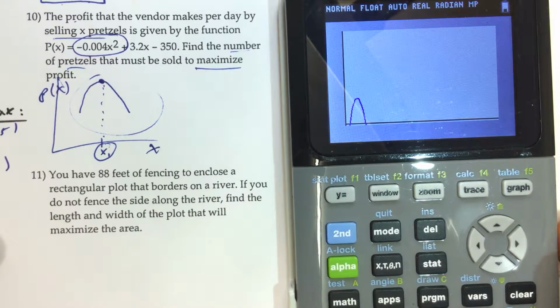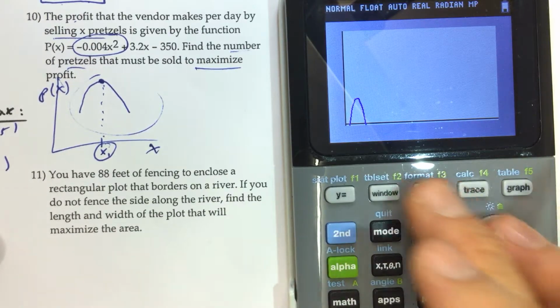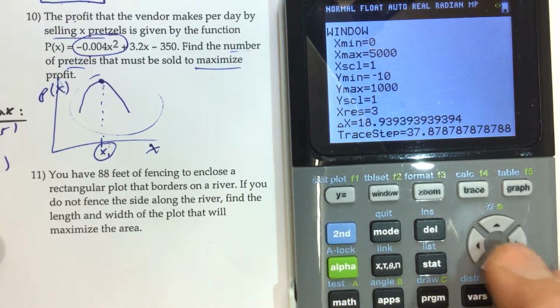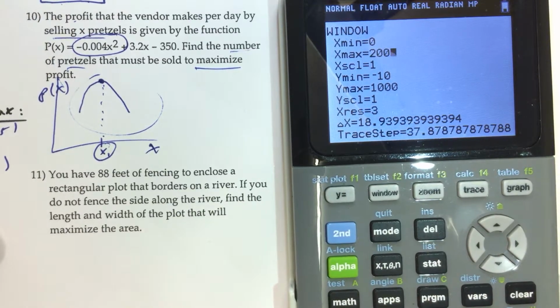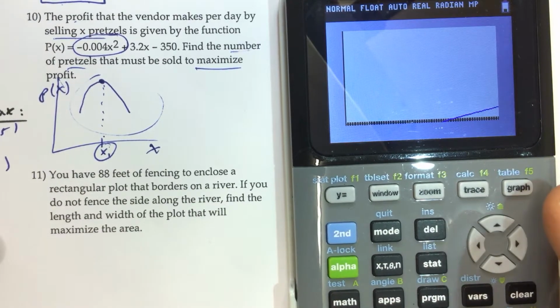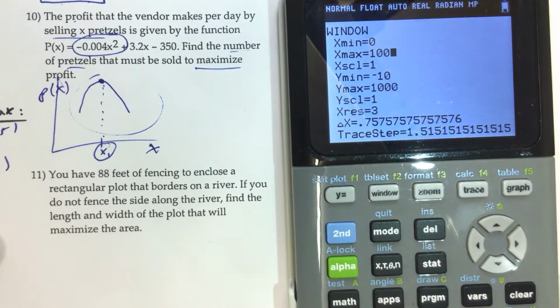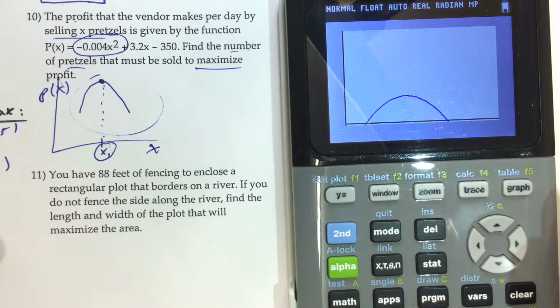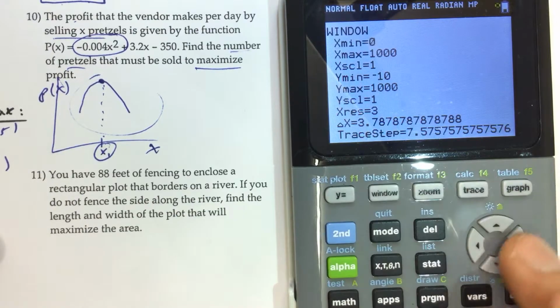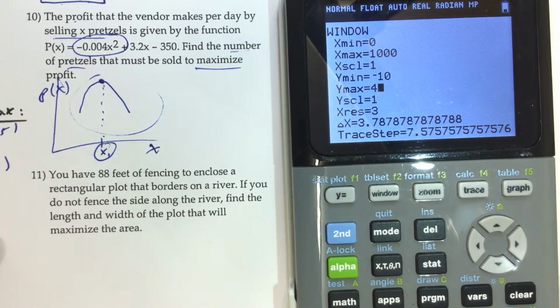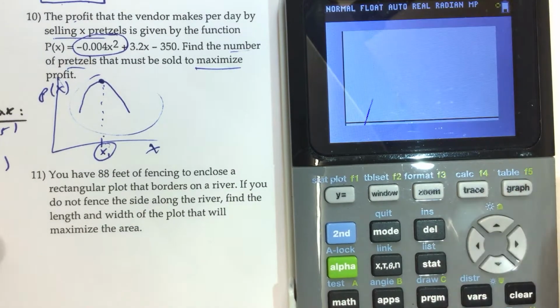Oh, okay, so we at least found our parabola. Now we know that we're not going to be selling that many pretzels, but let's see, what does 200 do? Okay, that didn't do it either. Let's try 1,000. Okay, that's a little bit better, and we're not going to make that much profit, so maybe $400 profit. So at least we have a better picture.